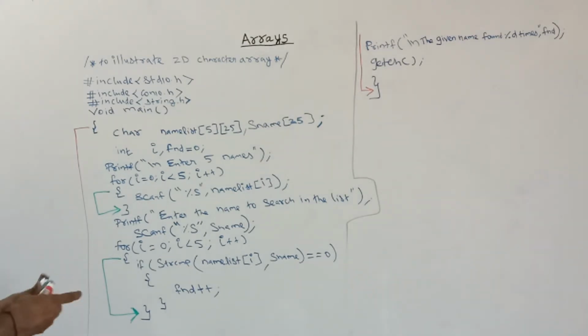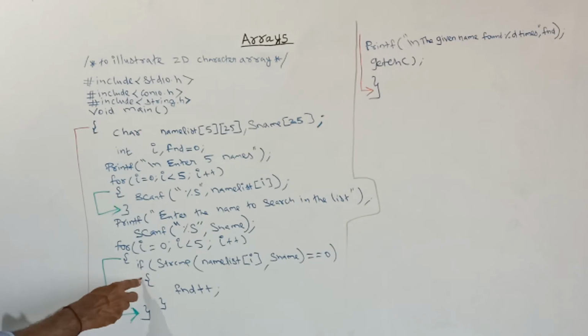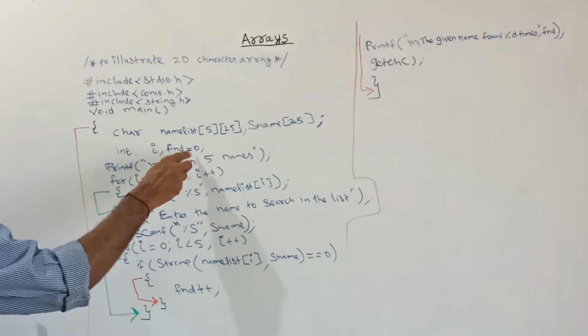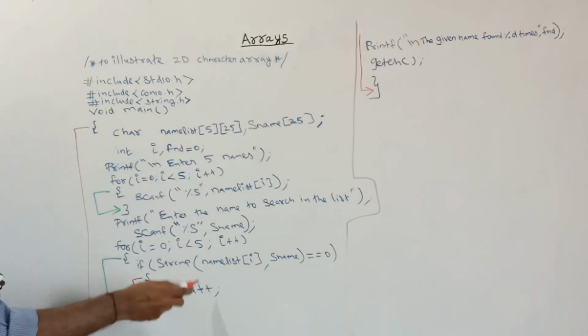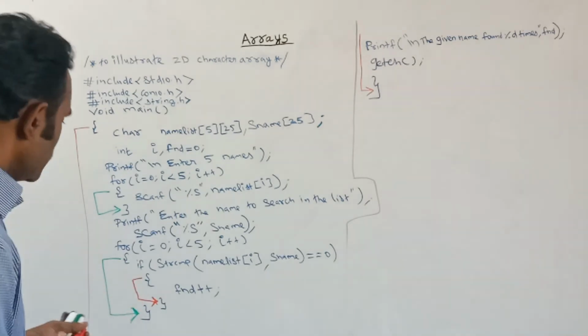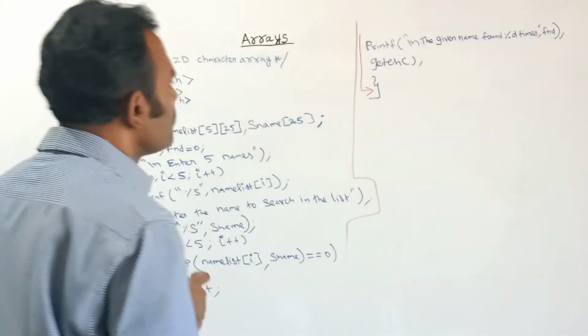Next, this is the if condition. Here, if the given name is found inside the list, then with the help of this if condition I am incrementing the fnd variable, which I am initializing to 0. If the name is found, this value will be incremented one by one. See, now let us see the output.